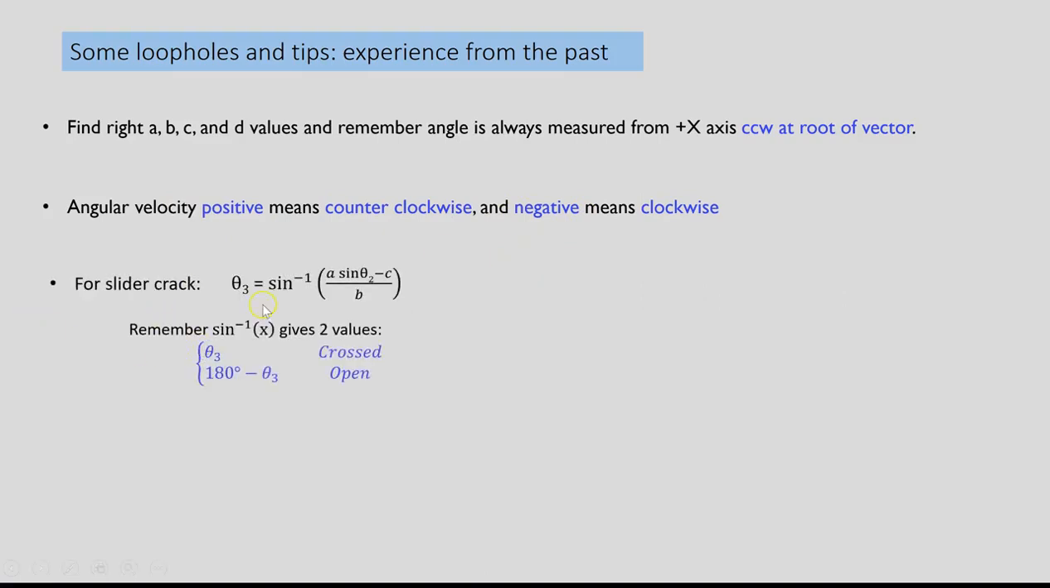For crank slider, remember that theta 3 that you get from this equation is for cross configuration, and then when you add or subtract theta 3 from 180 degree, you will get open configuration. And lastly, for linear velocities and acceleration, when you find the calculated angle in third or second quadrant, you need to add or subtract 180 degree with the calculated angle.